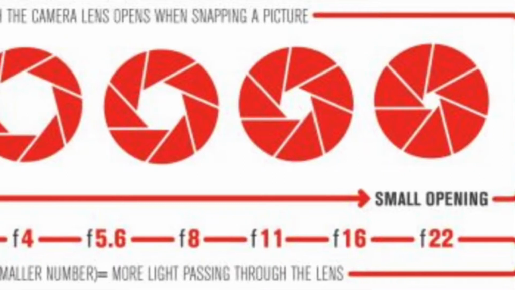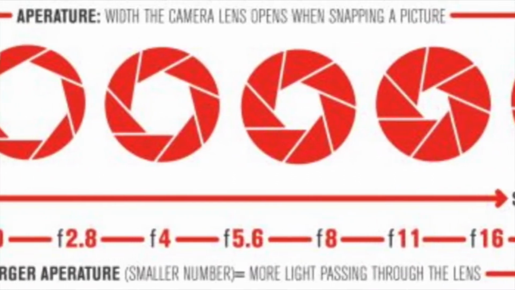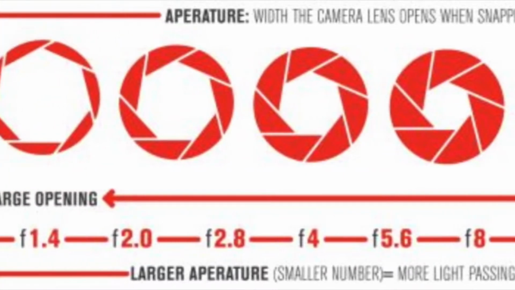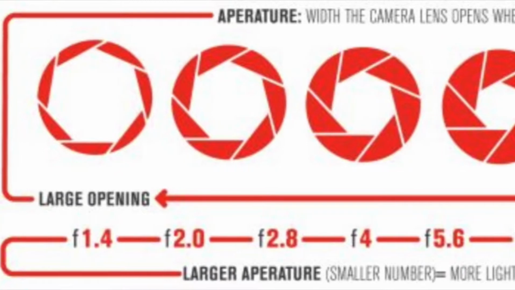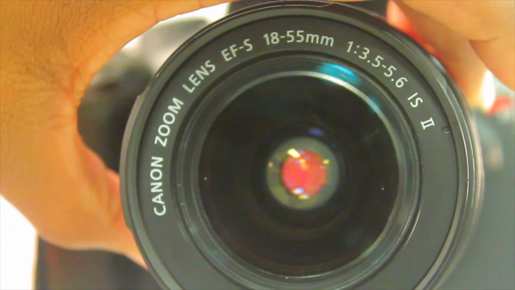We will start with aperture. To get a shallow depth of field, we will need a large aperture, which means a small f-stop number. So a small aperture number such as f2.8 is actually a large aperture opening. The larger the opening, the shallower the depth of field.